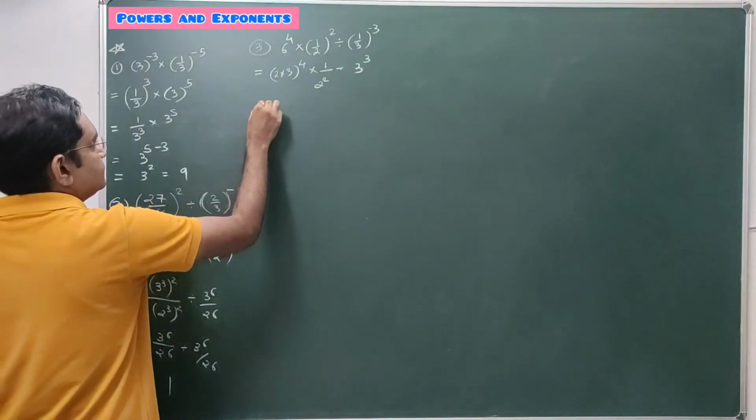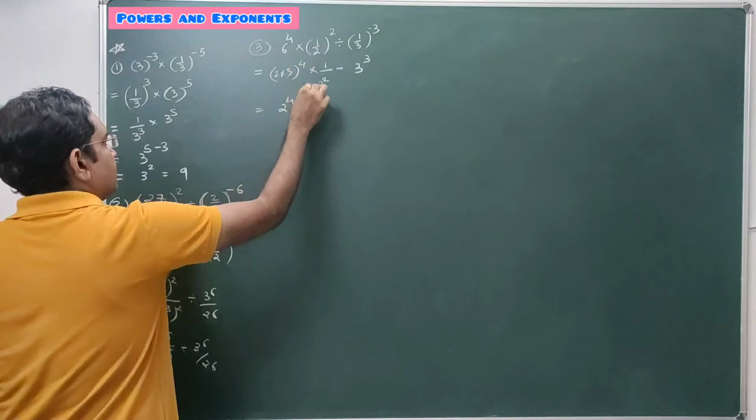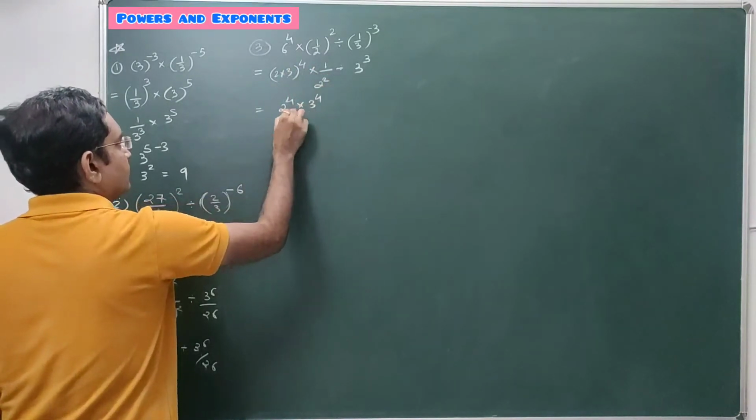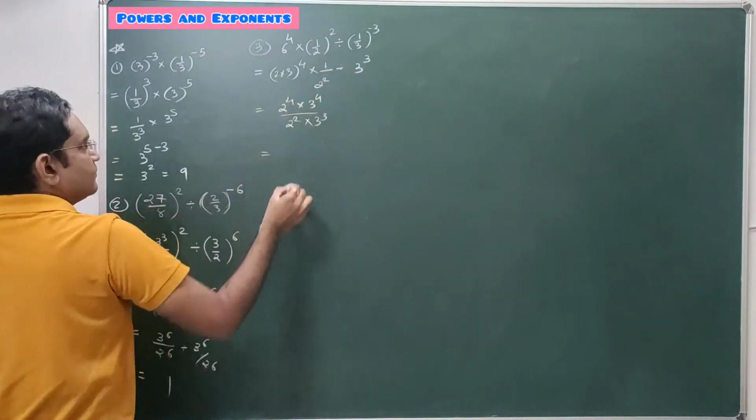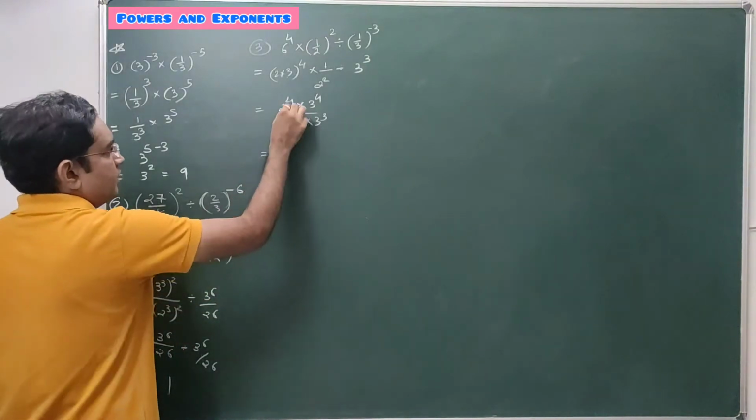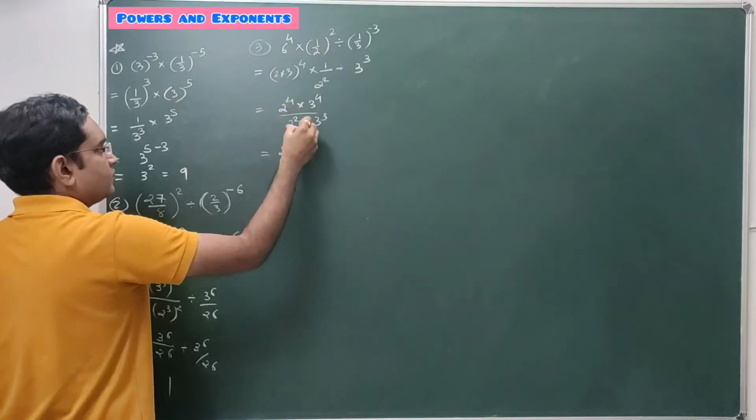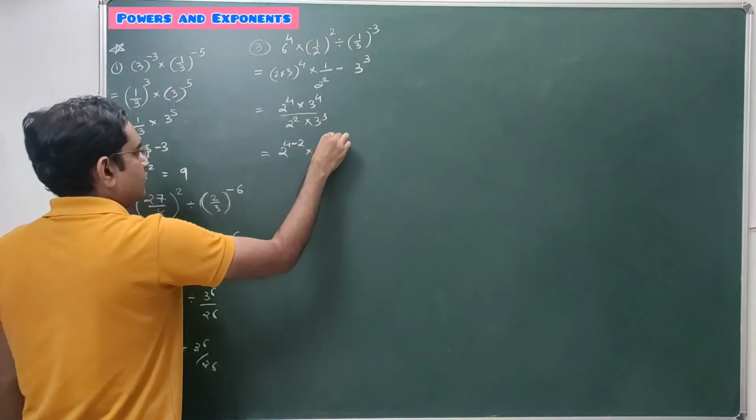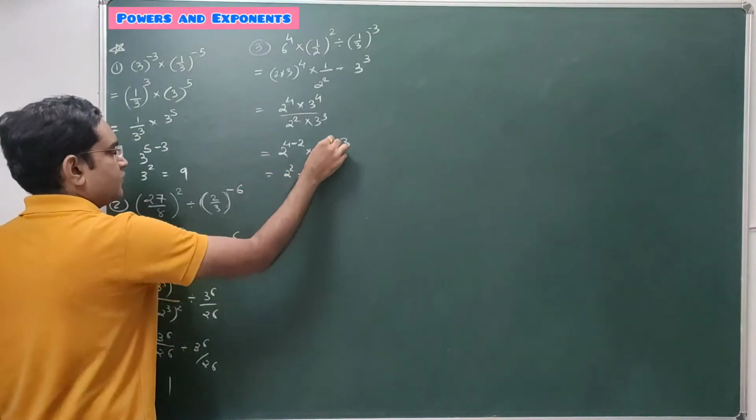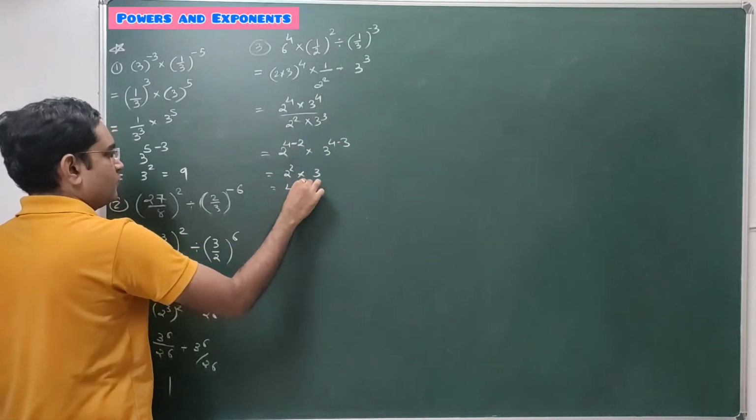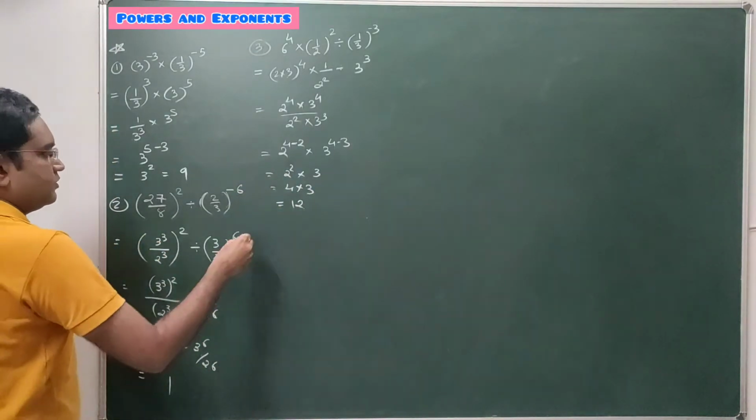So this will be equal to 2 raised to 4, and it's the power of multiplication, multiply by 3 raised to 4 upon 2 square divided by 3 cube. Done. So here now division of two powers, so it's 2 raised to 4 minus 2 multiply by 3 raised to 4 minus 3. 2 raised to 4 minus 2 is 2 square, and 3 raised to 4 minus 3 is 3. 2 square is 4 and 3, 4 3s are 12 is the answer. 12 is the answer. Clear, students?